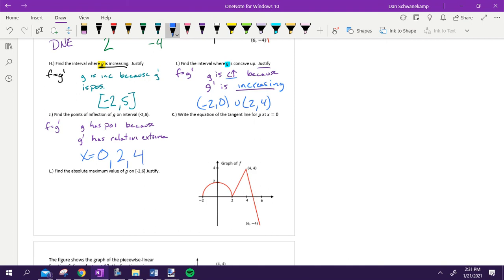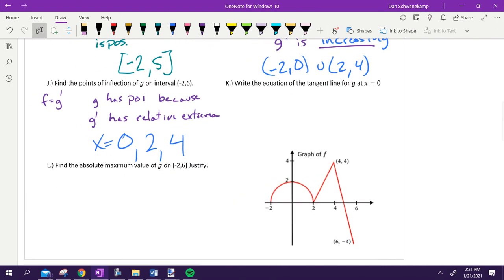Everybody good there? Yes, ma'am. So it has to be no. A point of inflection is going to be a one moment in time thing. It's not going to be over an interval. We wouldn't refer to that as a point of inflection. It's a good question, though.